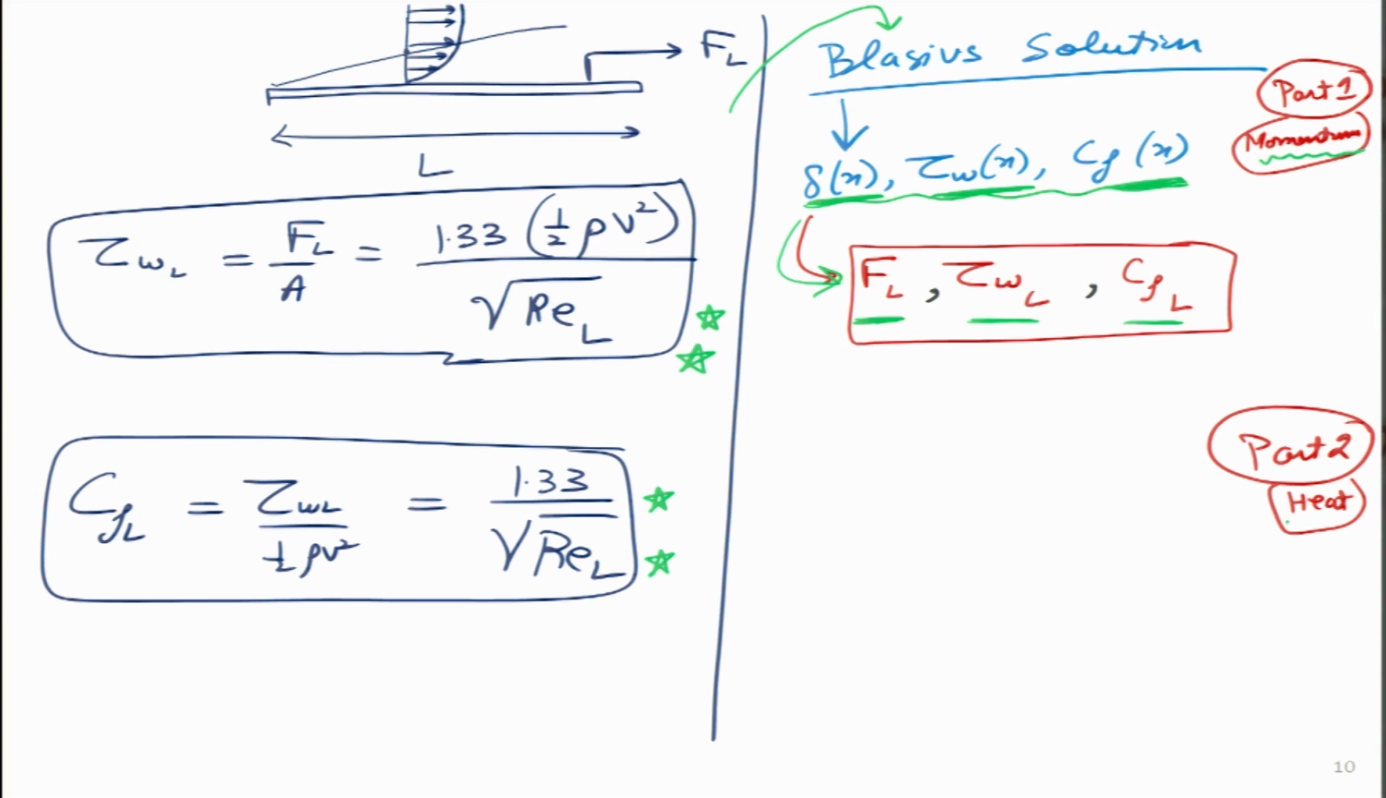Now, let us do a similar exercise where our focus will be on heat, which means we will look again at the Blasius solution for parameters like Hx, the convective heat transfer coefficient as a function of x. Similarly, we will look at the Nusselt number as a function of x, and based on this we will calculate these three values, which are very important for engineers. One is the overall rate of heat transfer, the overall convective heat transfer coefficient, and the overall value of the Nusselt number.